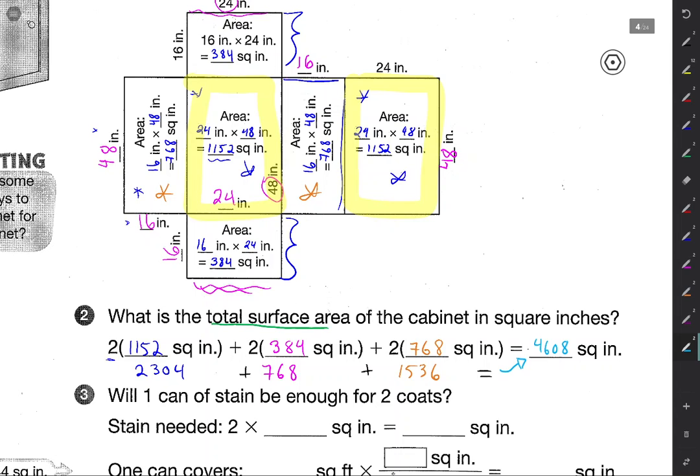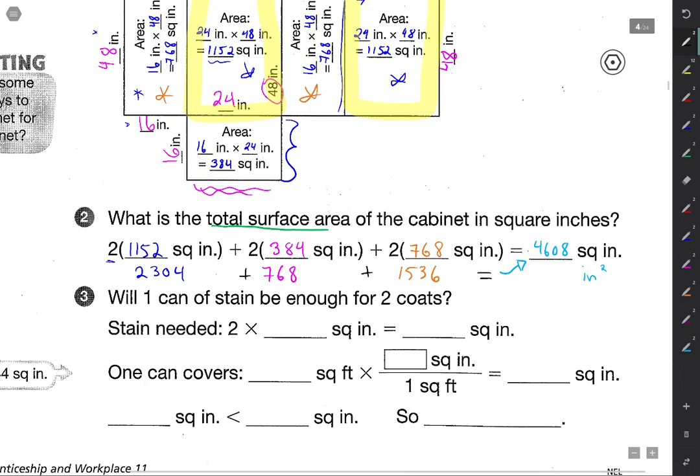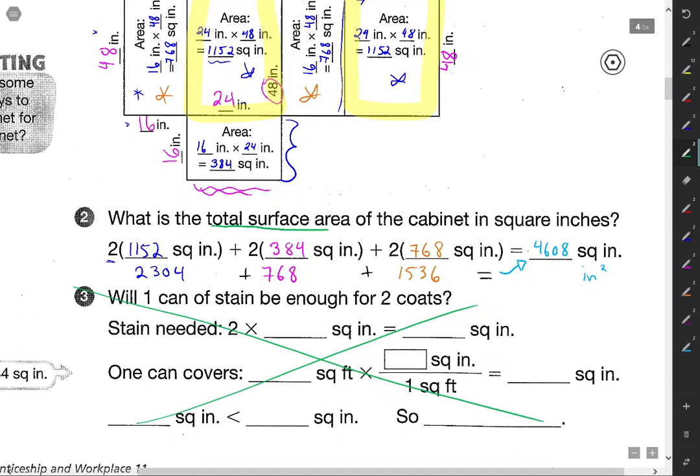4,608 square inches, or inches squared. Either one of those works. And like I said, we're going to skip over this one here. We could just put a nice big X over it. It just gets a little bit too confusing.